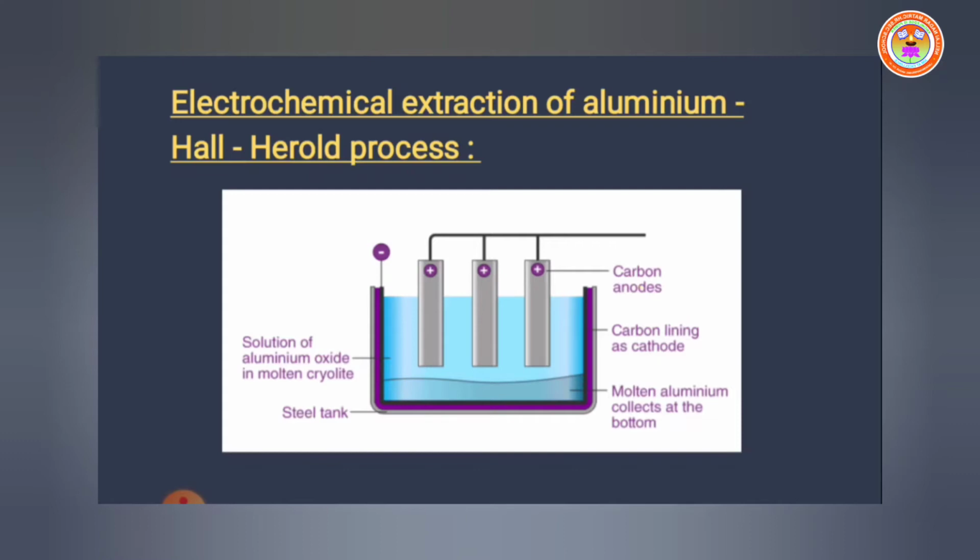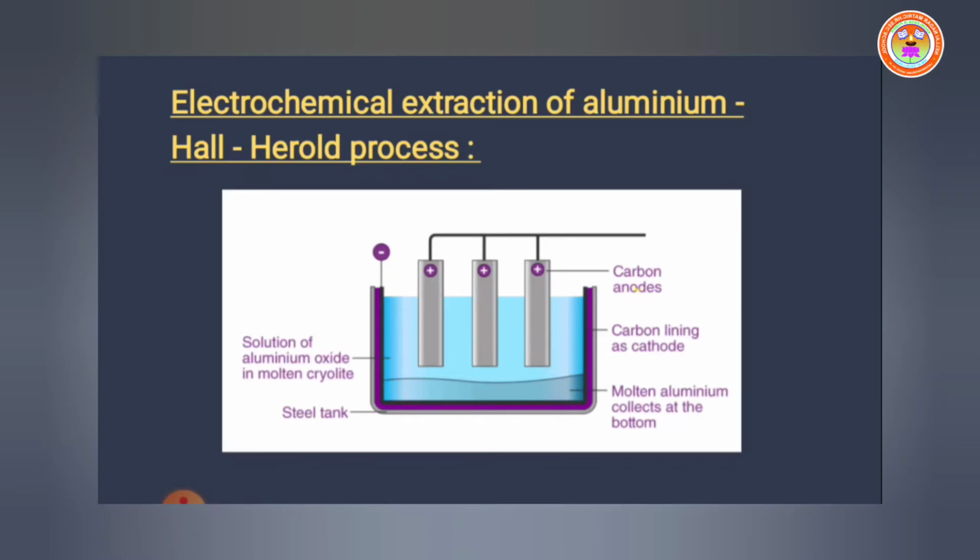In this method, the electrolysis is carried out in an iron tank lined with carbon, which acts as the cathode. So here the cathode is the iron tank lined with carbon. The electrolysis is carried out in the iron tank.